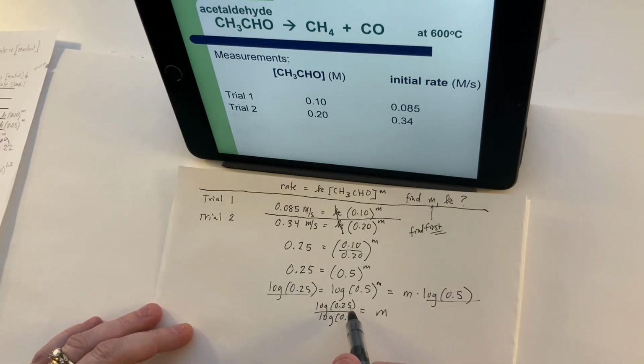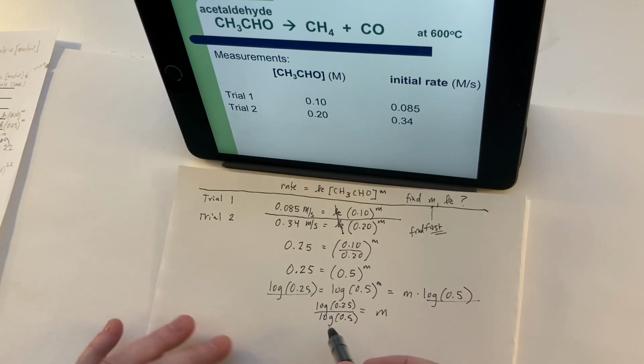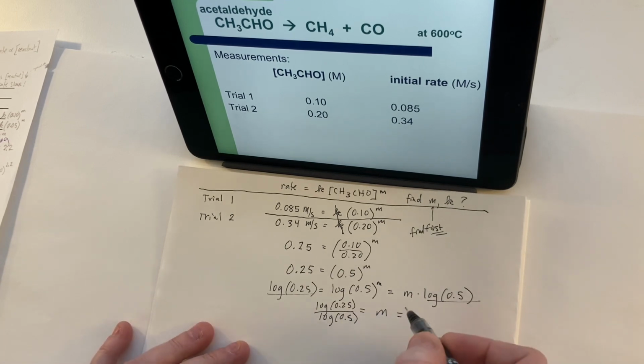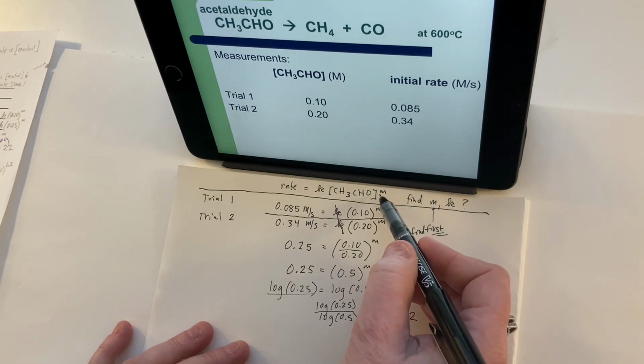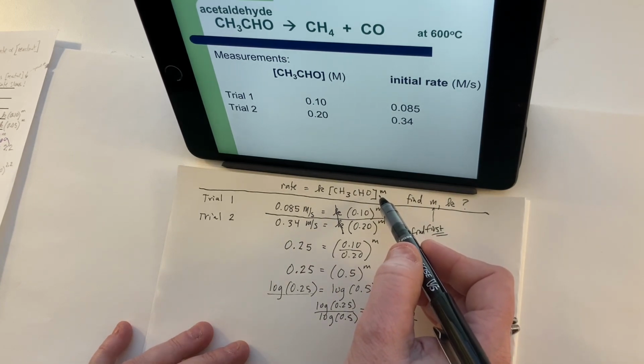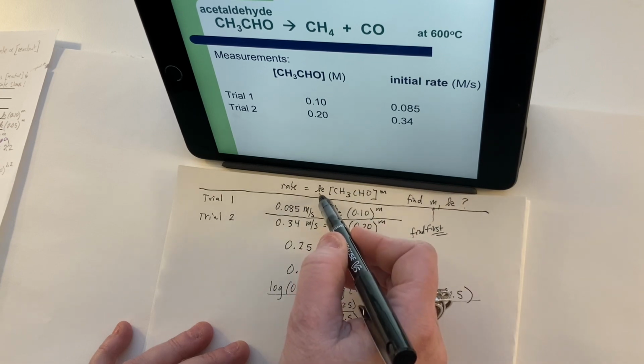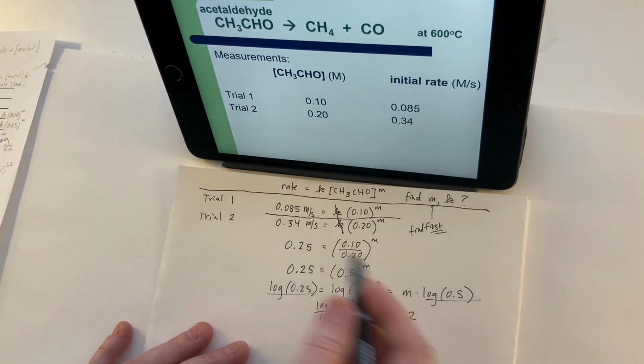So if I take log of 0.25 divided by log of 0.5, then that gives me an M equal to 2, as we knew all along. So that tells me the order in this rate law is 2. It's a second order reaction. Now we still got to get this K thing. So how can we get K?